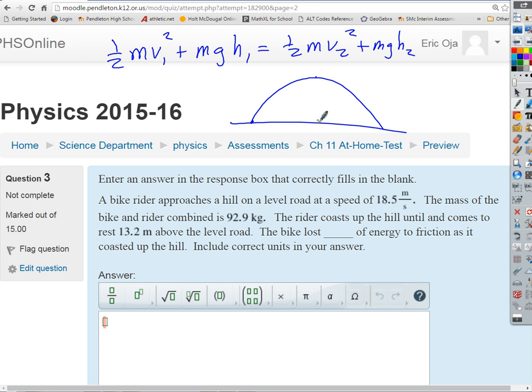Yeah, we'd set h1 equal to 0. So our initial kinetic, what's our final kinetic energy? 0, because it's coming to rest on the hill. And so we're starting off with some kinetic energy, and it all gets converted into potential energy when we coast up the hill. Okay, make sense?